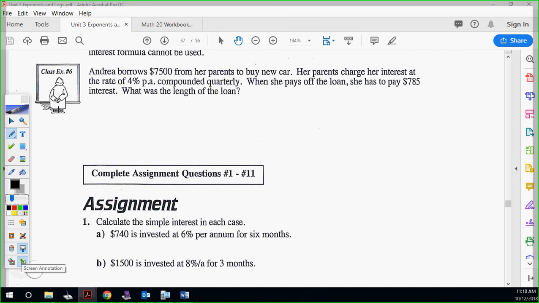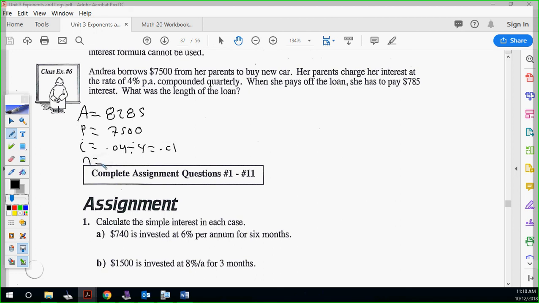We know that she paid $785 to her parents. That means she paid back a total of $8,285. So $8,285 is my A. My principal is $7,500. My interest rate is 4%, paid back quarterly, so that's divided by 4, which is 0.01. And n is what we're trying to figure out. How long?